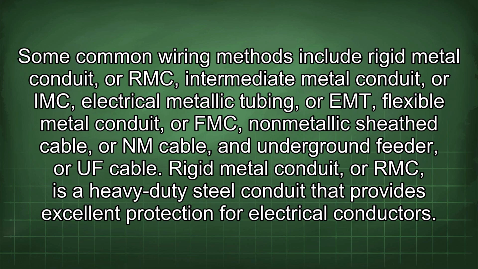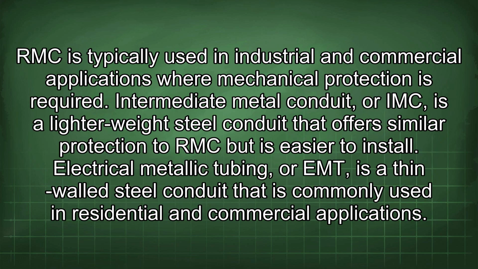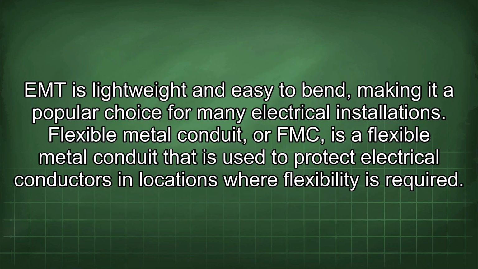Rigid metal conduit, or RMC, is a heavy-duty steel conduit that provides excellent protection for electrical conductors. RMC is typically used in industrial and commercial applications where mechanical protection is required. Intermediate metal conduit, or IMC, is a lighter weight steel conduit that offers similar protection to RMC but is easier to install. Electrical metallic tubing, or EMT, is a thin-walled steel conduit that is commonly used in residential and commercial applications. EMT is lightweight and easy to bend, making it a popular choice for many electrical installations.